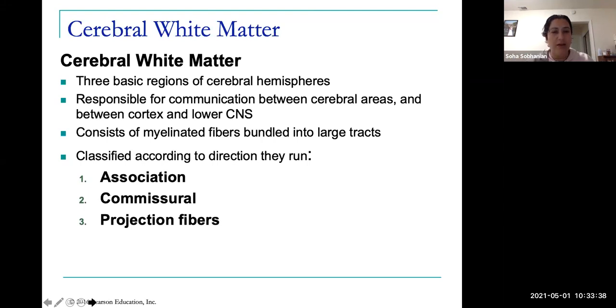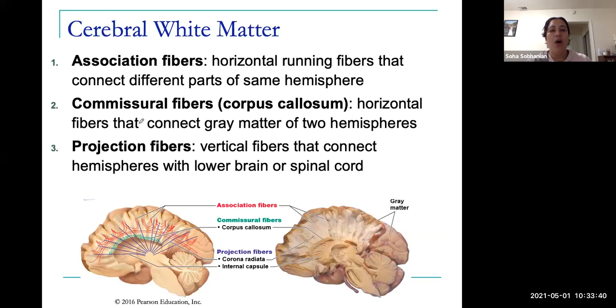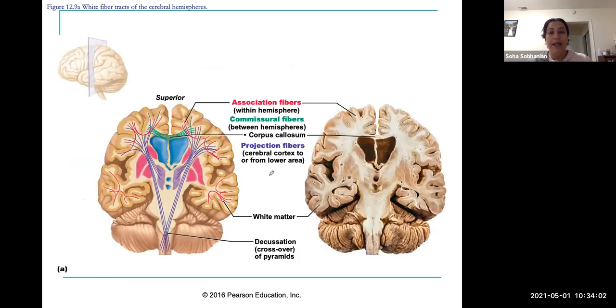So what are they called? If they are within one hemisphere, they're called association fibers, which are depicted in red. So again, they're all in one hemisphere. If they are crossing between the two hemispheres, they're called commissural fibers, and they're also called corpus callosum. And these are the green ones that you see. Again, stretching between the two hemispheres.